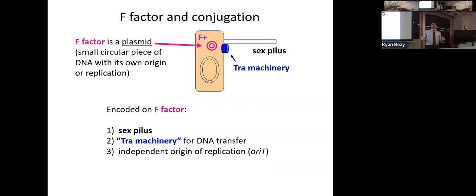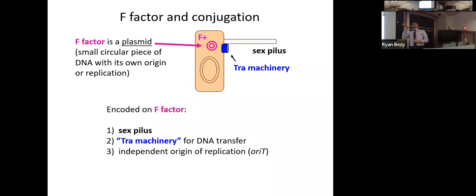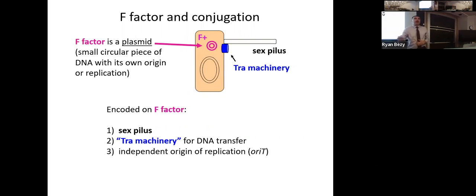But that plasmid still carries genes. The F factor is a specific version of a plasmid. It's a plasmid that carries genes that code for something called a sex pilus. It carries genes that code for the TRA machinery, which is involved in the DNA transfer. And it has its own origin of replication. So anytime the cell goes through DNA replication, it's going to make a copy of the chromosome, but also a copy of the plasmid as well. The origin of replication means DNA replication is going to copy that too.